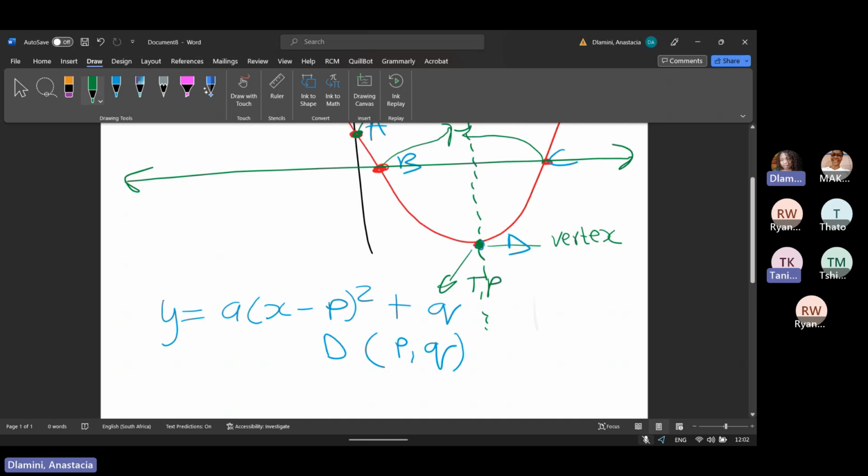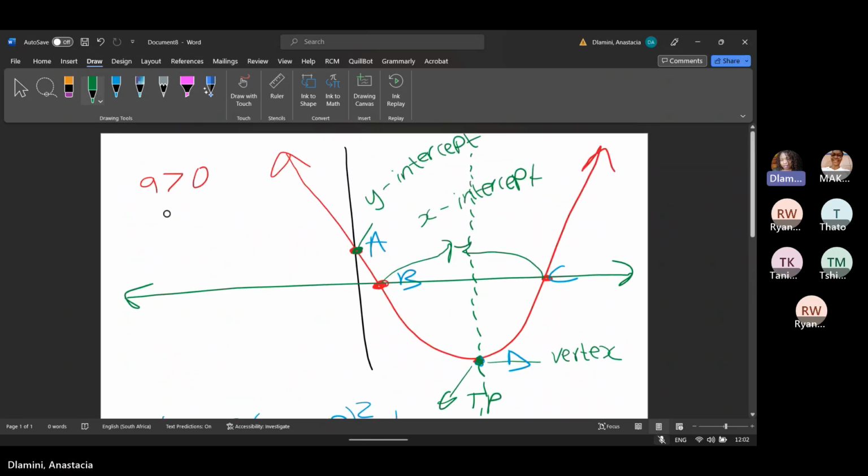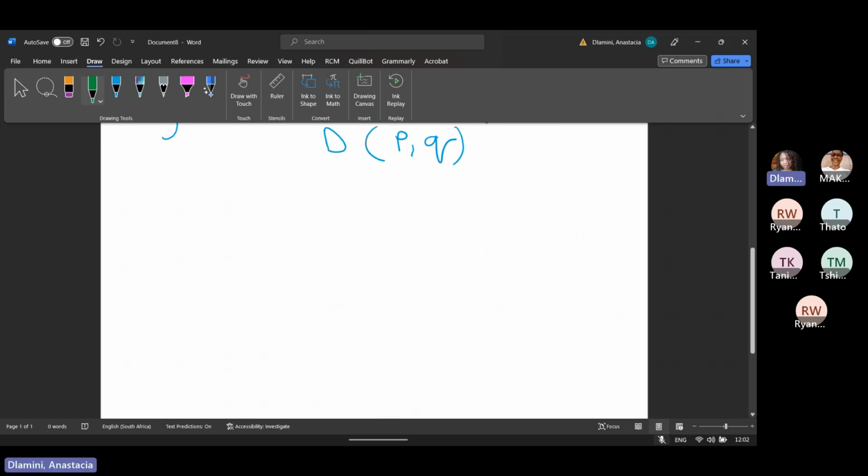Ma'am, which point is this? It's a line that cuts the parabola into half. When you fold the parabola on that line, the two sides will meet equally, like your hands. Yes, ma'am, it's the line of symmetry. Thank you. Line of symmetry.